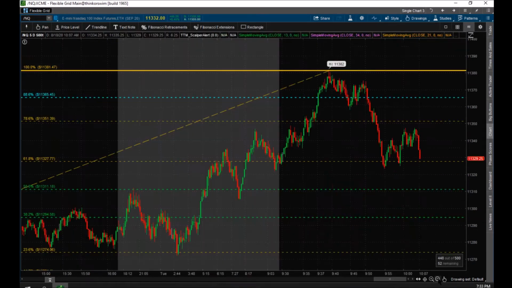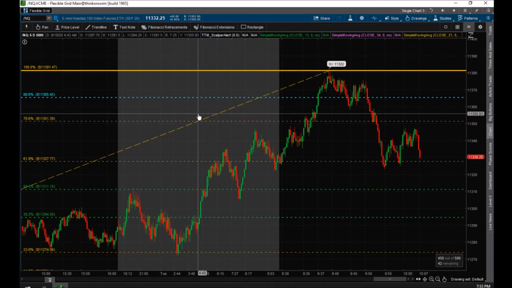So that's basically how I do the fibs. My entries are basically the fibs. To be honest with you, that's how I trade.